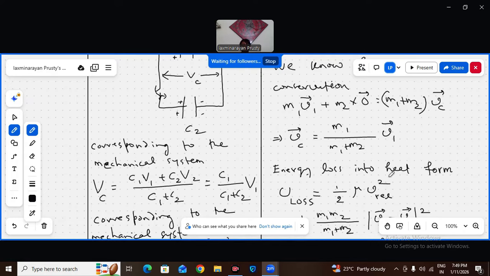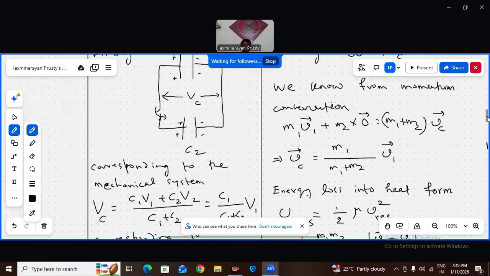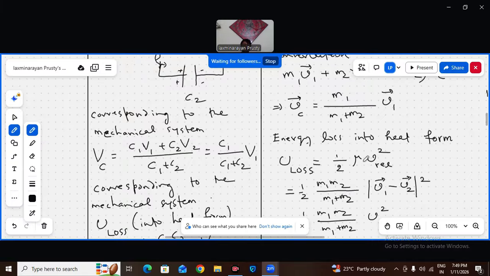What is the energy loss into heat form? As you know all, in a head-on collision, in a completely inelastic collision head-on between two masses, see what is the energy loss into irrecoverable form, that is predominantly heat form. Half mu into v relative square. V relative is initial relative velocity between the two particles. It's a completely inelastic collision. U loss.